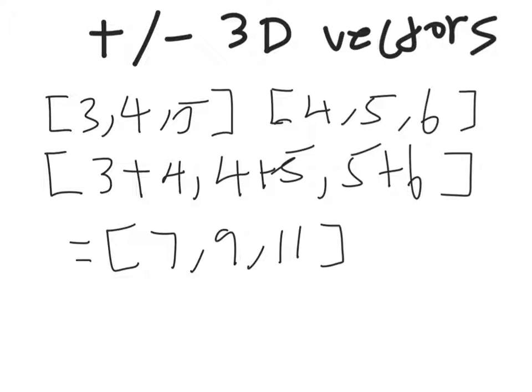Next is the arithmetic of 3D vectors. Adding and subtracting 3D vectors has the same mechanics as adding and subtracting 2D vectors. To add 3D vectors, we have the vector 3, 4, 5, and then another vector 4, 5, 6. We have to add the x components with the x components, y with the y components, and z with the z components. This would be 3 plus 4, 4 plus 5, 5 plus 6, and the result would be 7, 9, 11.